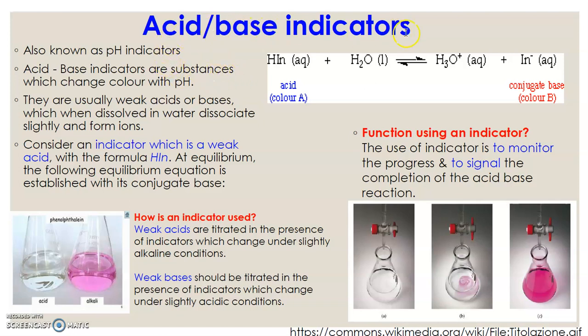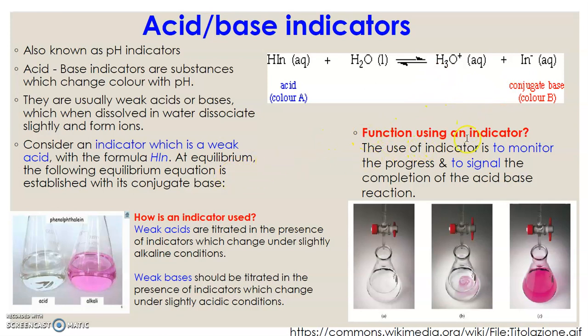Alright, proceed to acid-base indicator. They are also known as pH indicators. An indicator is a substance which changes color with pH. They are usually weak acids or bases which, when dissolved in water, dissociate slightly and form ions. Here is the equilibrium equation for the indicator with its conjugate base.